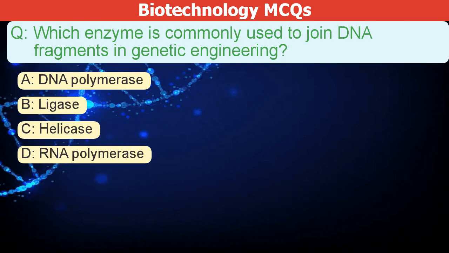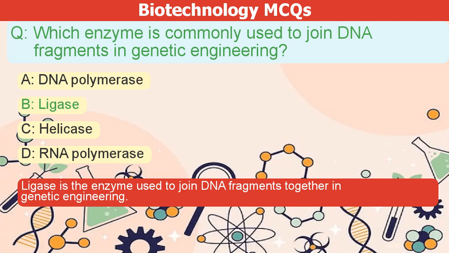Which enzyme is commonly used to join DNA fragments in genetic engineering? A. DNA polymerase. B. Ligase. C. Helicase. D. RNA polymerase. The correct answer is B. Ligase is the enzyme used to join DNA fragments together in genetic engineering.